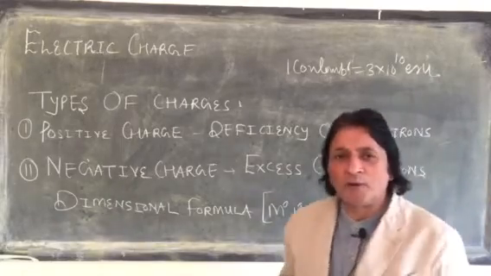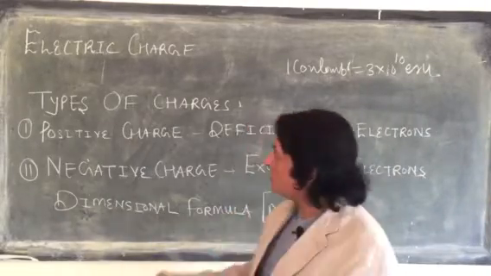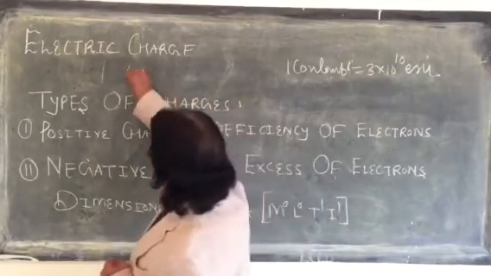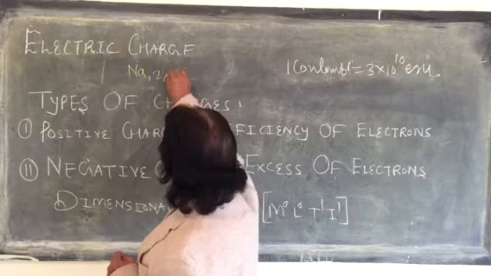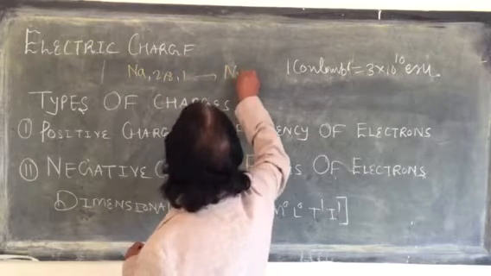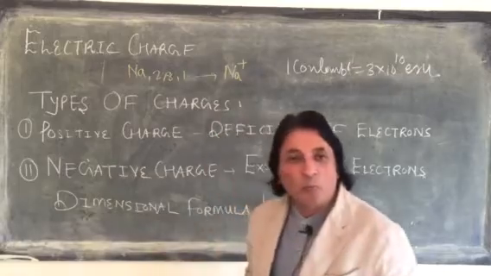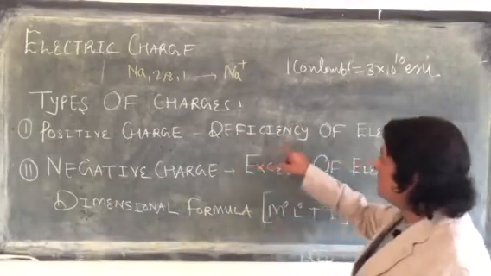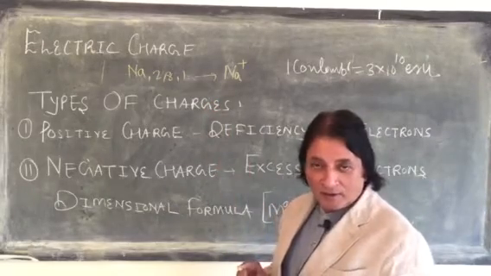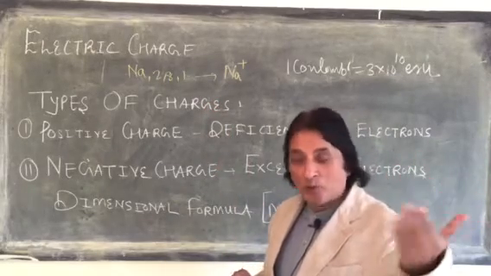Like you have sodium, atomic number 11. Now sodium loses one electron. If I write here sodium 2, 8, 1, it loses one electron. It becomes Na plus. So it becomes positive charge. It is deficiency of electron by 1, as compared to protons.